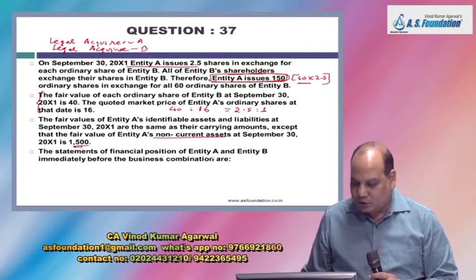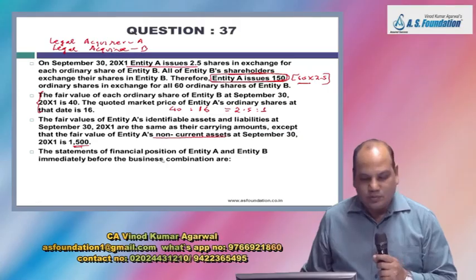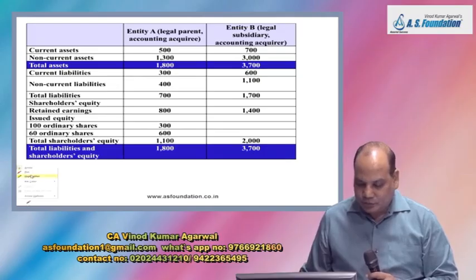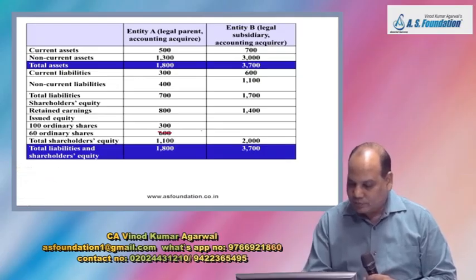Statement of financial position of A and B immediately before the business combination. Now this is their SOFP before business combination entries. Entity A, entity B. Now first we should check whether this is a case of reverse merger or not.